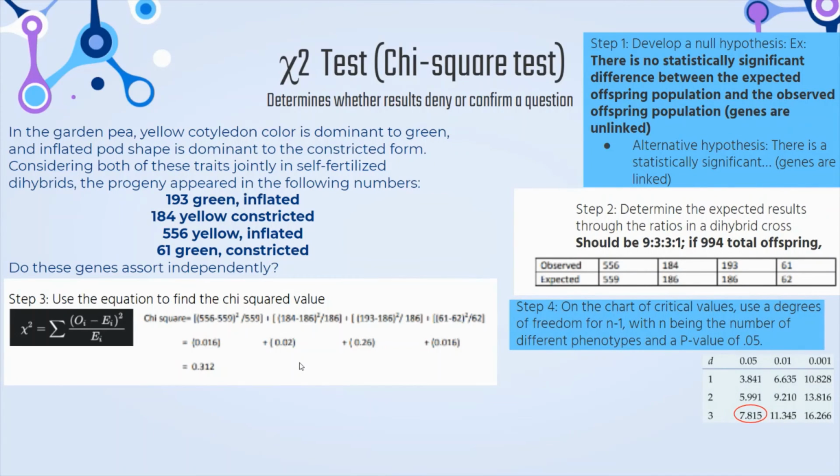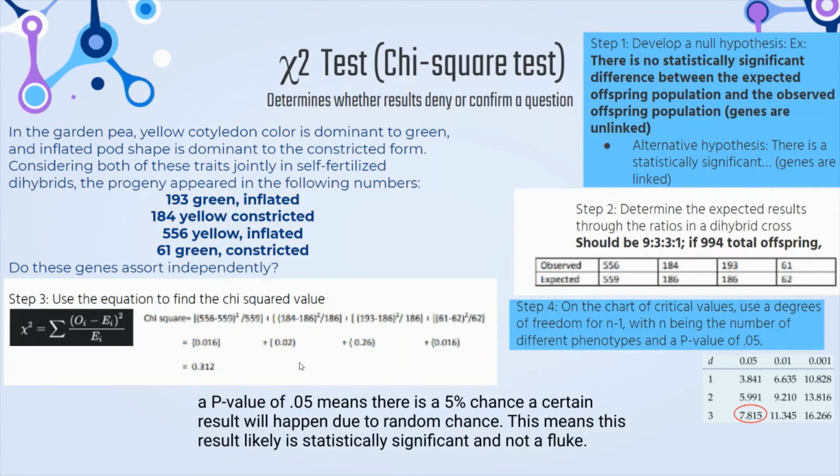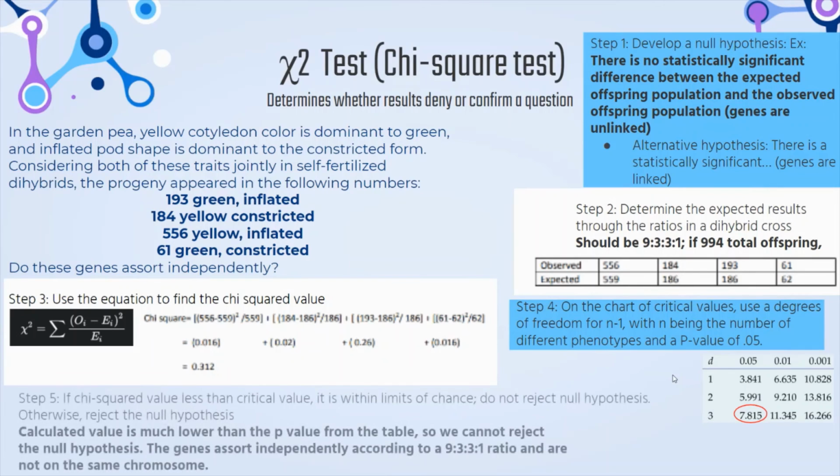In step 4, we use the chart of critical values and use the degrees of freedom of n minus 1. N will be the number of different phenotypes, and the p-value will be 0.05. There are 4 different phenotypes as shown in the question, so we subtract 1, and the degrees of freedom will be 3. We use a p-value of 0.05, and we get a critical value of 7.815.